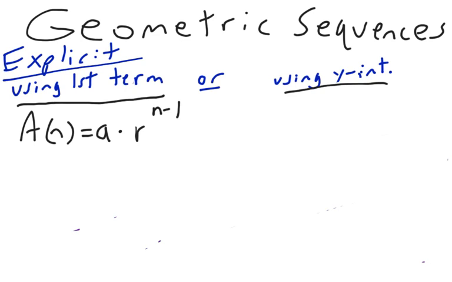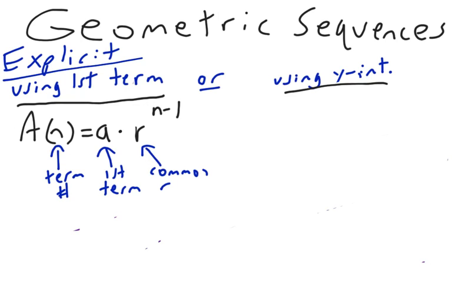So using the first term, we can say a sub n, where n is our term number, equals a, where a is our first term, and then r is our common ratio. Like in that last example, that would be the 1/2. And n, once again, we already said was our term number. We just need to make sure we subtract it by 1.